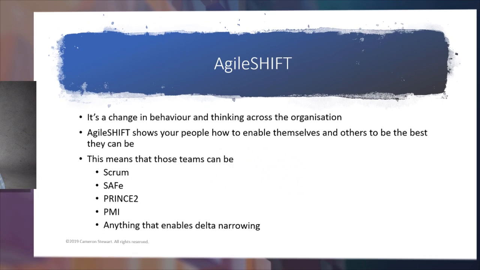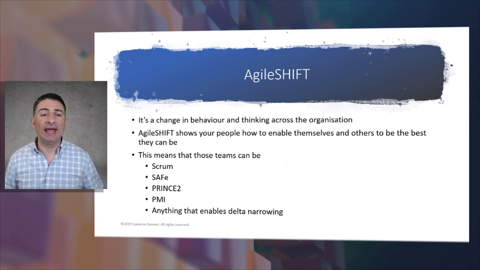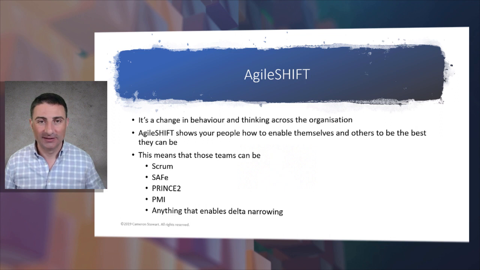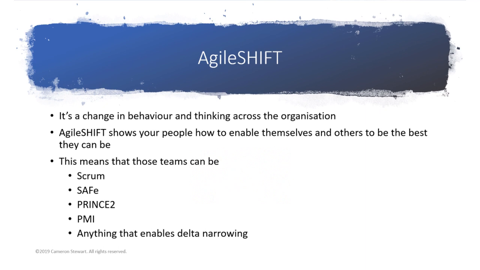So what about AgileSHIFT? Well, AgileSHIFT is the change in behavior and thinking across the organization that enables the whole entity to start to work on, to continue to work on being the best it can be. AgileSHIFT shows your people how to enable themselves and others to be the best they can be. Perhaps the word enable is the very best definition of what Agile means today. It means enabled. That lowercase Agile, Agile with a lowercase a. We enable our people to be the best they can be.